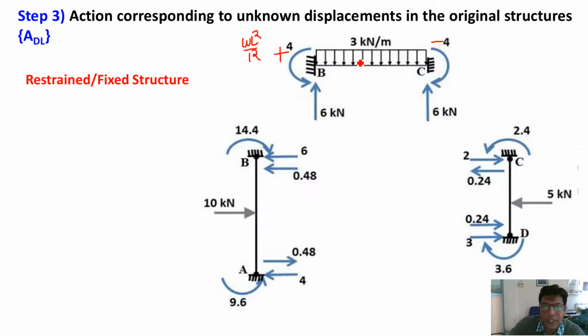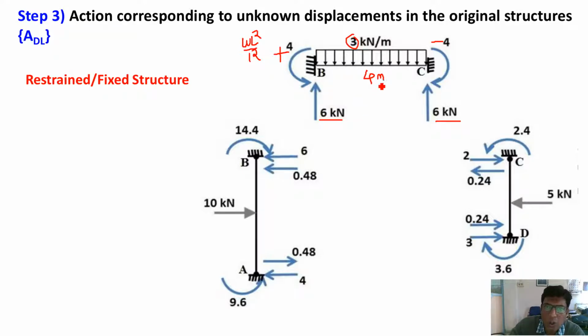Reaction because of external load plus reaction due to moments. So reaction due to external load: UDL is 3, span is equal to 4 meter. It is given in the original figure. So 3 into 4, 12, divided by 2, WL by 2, 6 and 6 are the reactions because of external load. Now plus reaction due to moments.